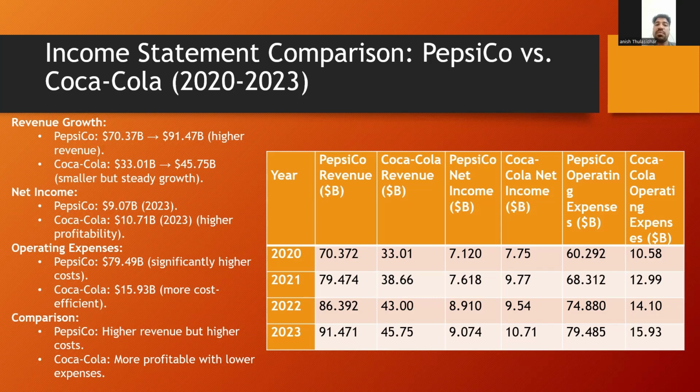PepsiCo's expenses are much higher because it operates a larger business with both food and beverage divisions. Coca-Cola, being more focused on beverages, has lower overall cost. Now we are going to the balance sheet.